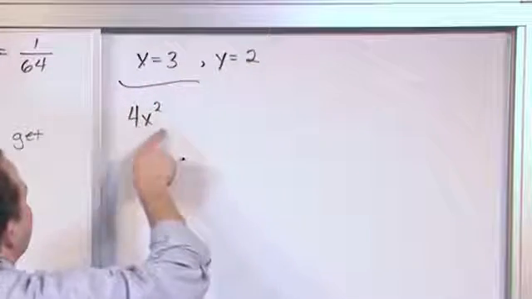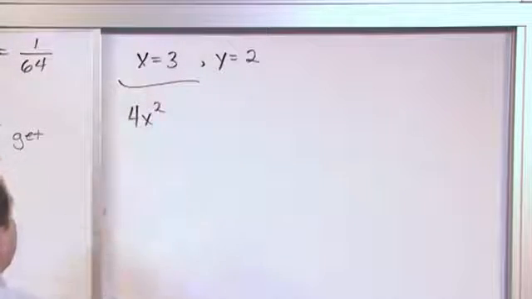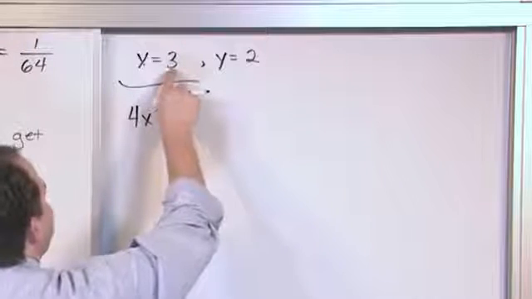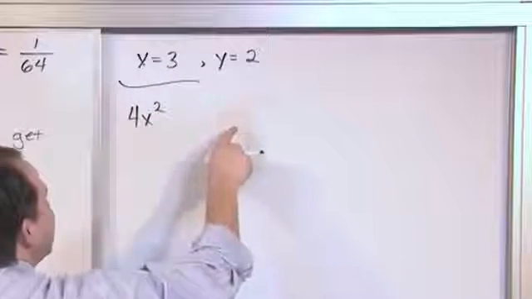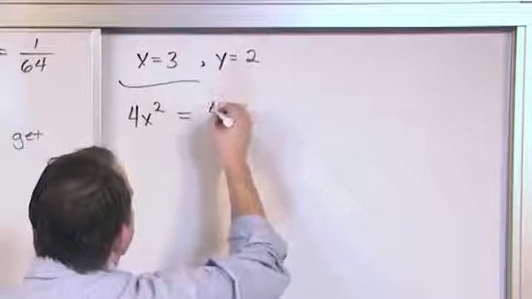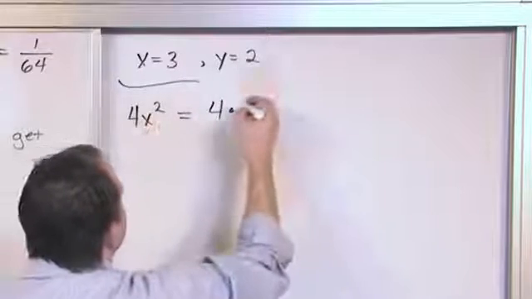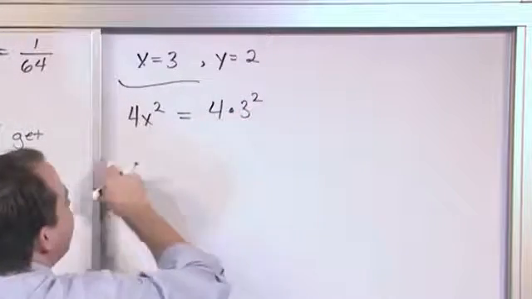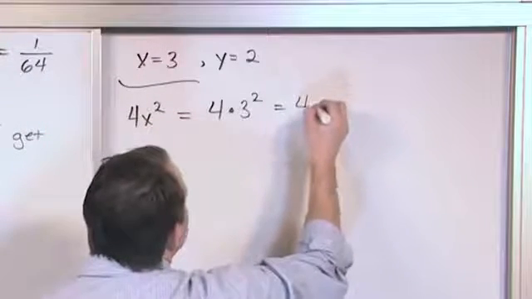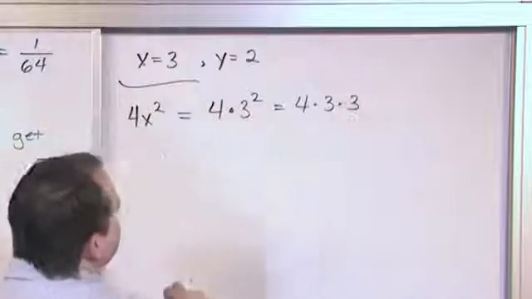So if we have what we call an expression, this is just a word that means something you write down that you need to evaluate. We call it an expression. What we need to do is take the value of 3 and stick it everywhere we see x, and evaluate the results. So what we'll have is 4 times 3 squared. Right? That's what we're doing here. 3 goes in for x, so we're squaring that. So this is 4 times 3 times 3, because 3 squared is 3 times 3.